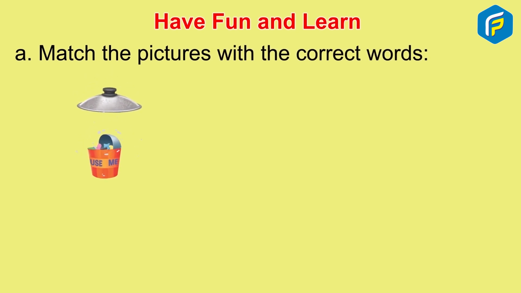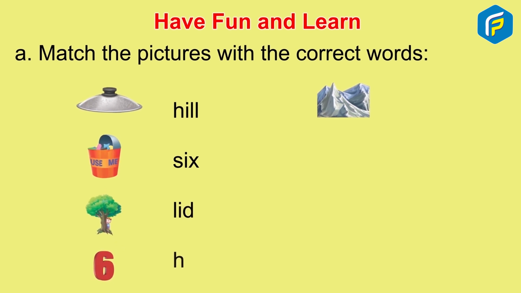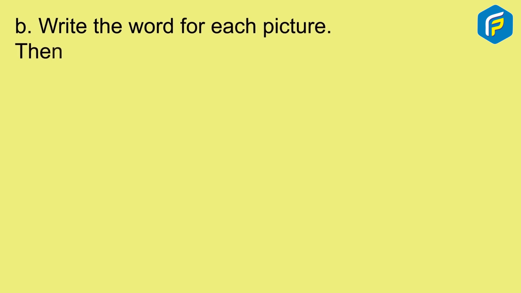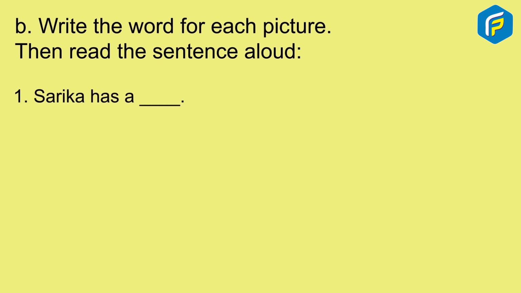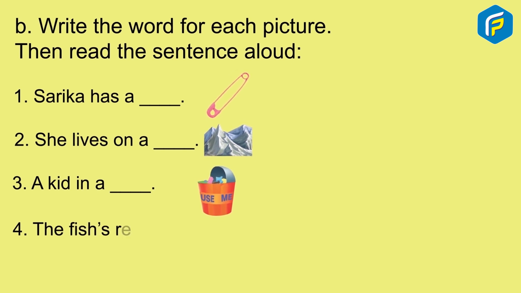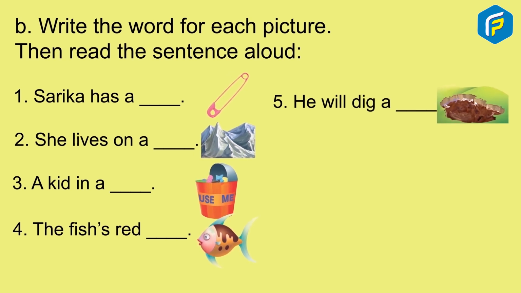Lit, bin, hit, six, hill, lid. Write the word for each picture. Then read the sentence aloud. Sarika has a dash. She lives on a dash. A kid in a dash. The fish is red dash. He will dig a dash. Look at his dash.